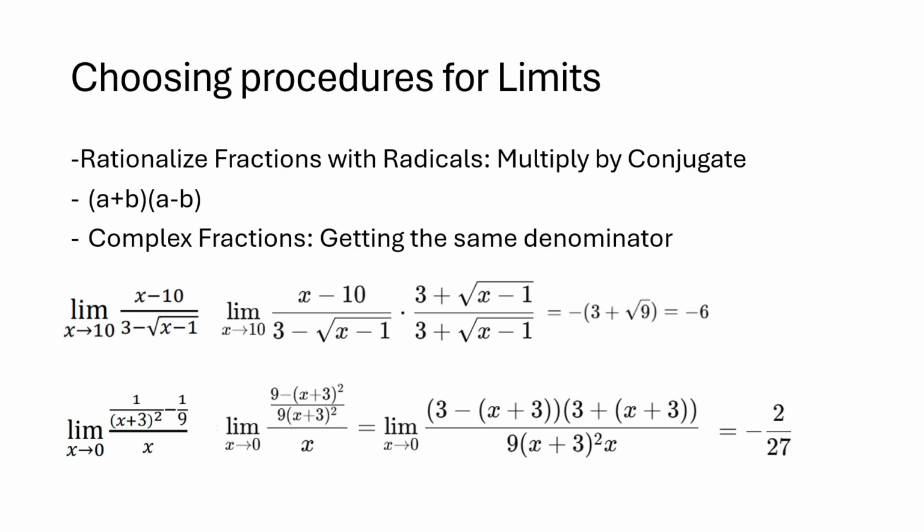Next is choosing procedures with limits. As you keep on practicing with limits, you'll realize that you'll have to use different methods of trying to get a limit. In this case, you can rationalize fractions with radicals by multiplying by the conjugate, and with complex fractions, you have to multiply fractions to get the same denominator. Here is a simple example where I didn't really show all the work, but it's a shortened version of how to get these answers, because if you did direct substitution, you would get indeterminate form, which is 0 over 0. So if you want, you can pause and take a look at that.